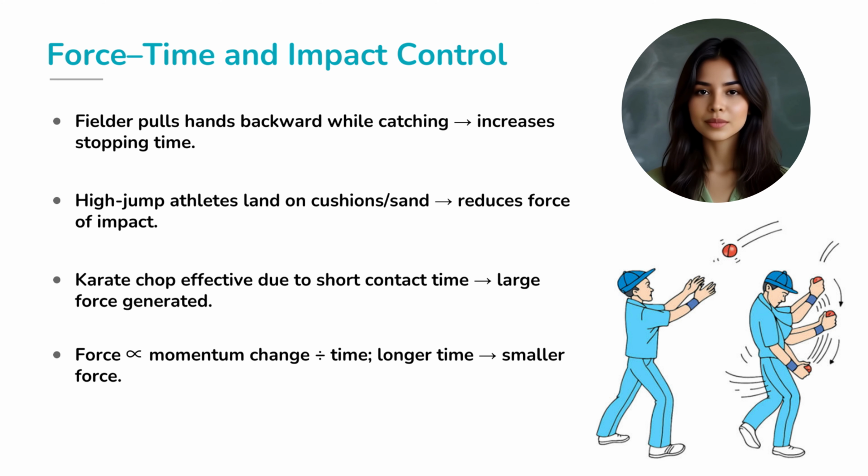is reduced. On the other hand, in karate, a chop is effective because the contact time is extremely short, so the force generated is very large. In words, force equals change in momentum divided by time. Longer time means smaller force, shorter time means bigger force.